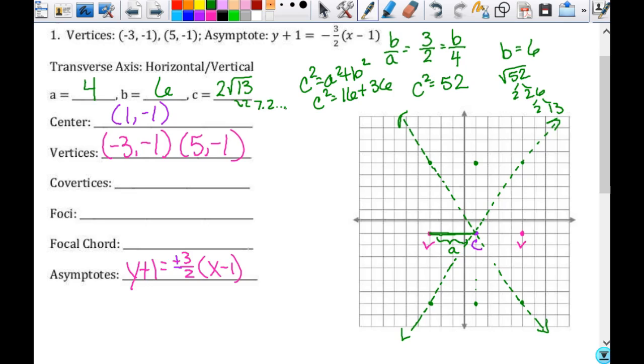All right, so let's see what else we can fill in here. I've already plotted my co-vertices, so I can go ahead and figure out what those are. I'm changing the y value, so it's my center point plus or minus the b, or you can get it off your graph. You're at 1, 2, 3, 4, 5, 6, right? So we're at 1, 6, and 1, negative 7.